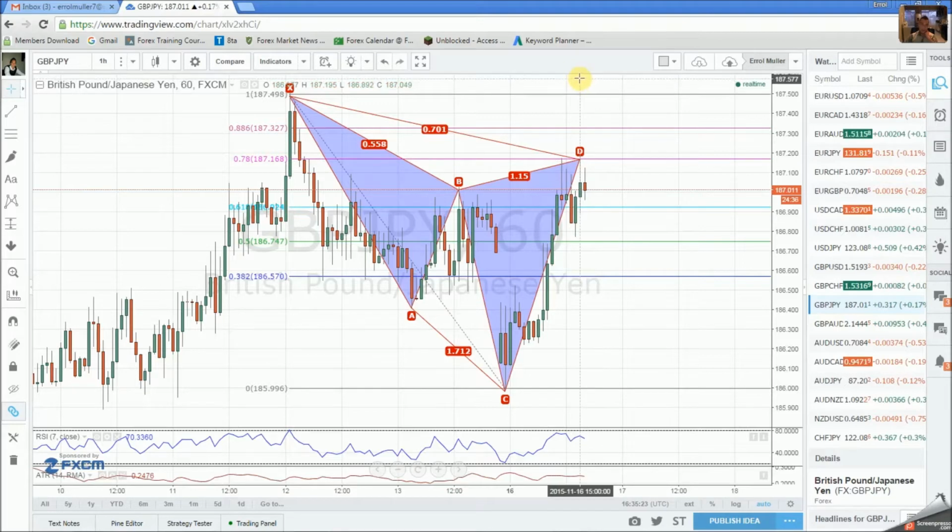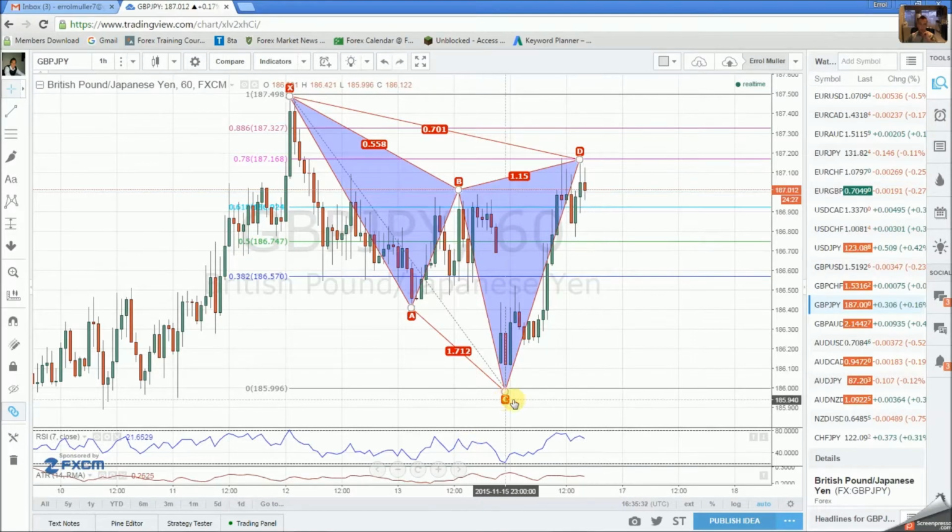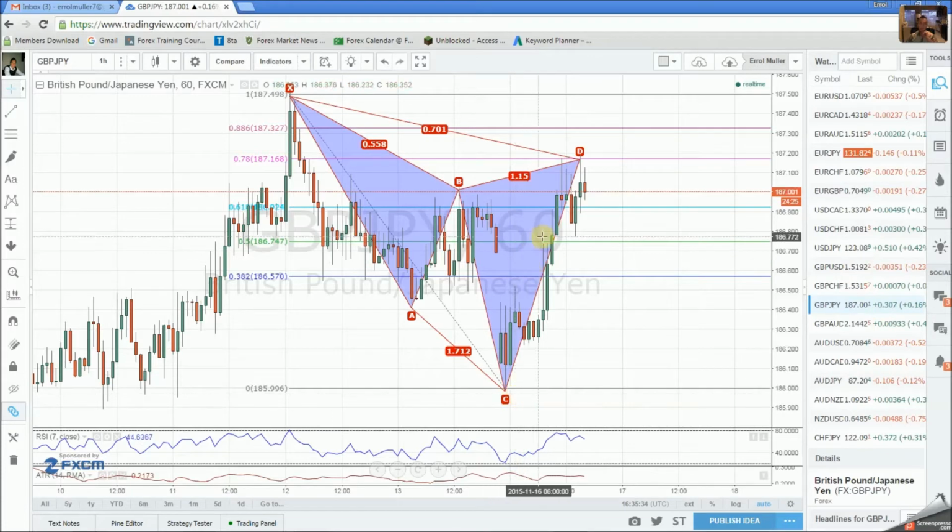So stops go above the X leg, and we're looking for a target 1 and target 2. At target 1, a 382% retracement from the complete move of the leg, C to D leg. And for target 2, I'm looking at a 618% retracement.